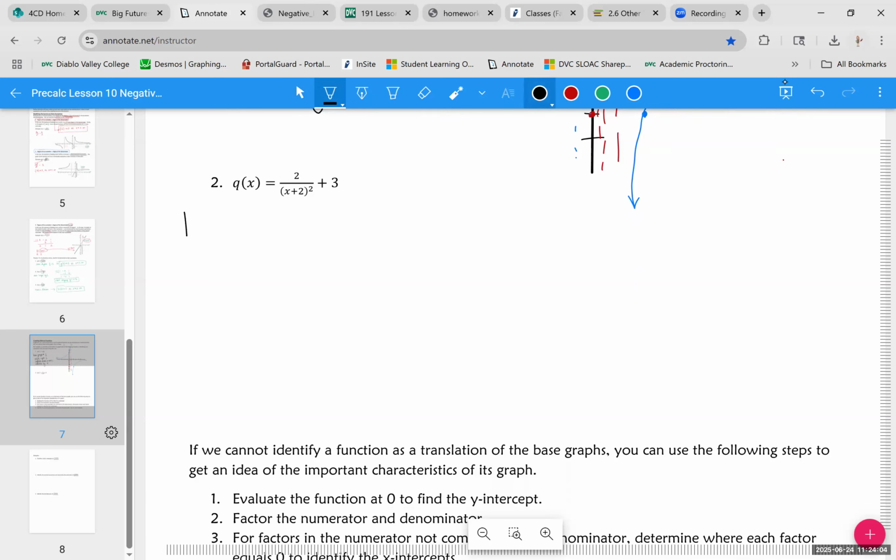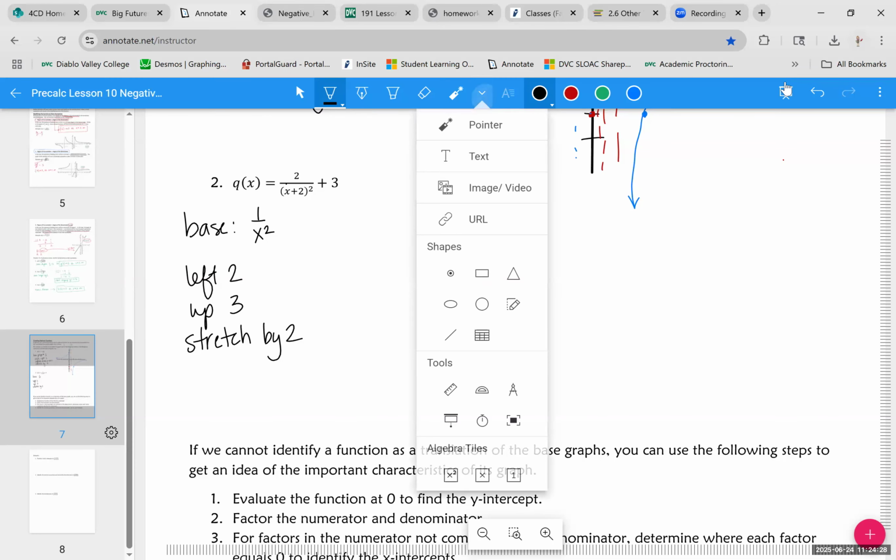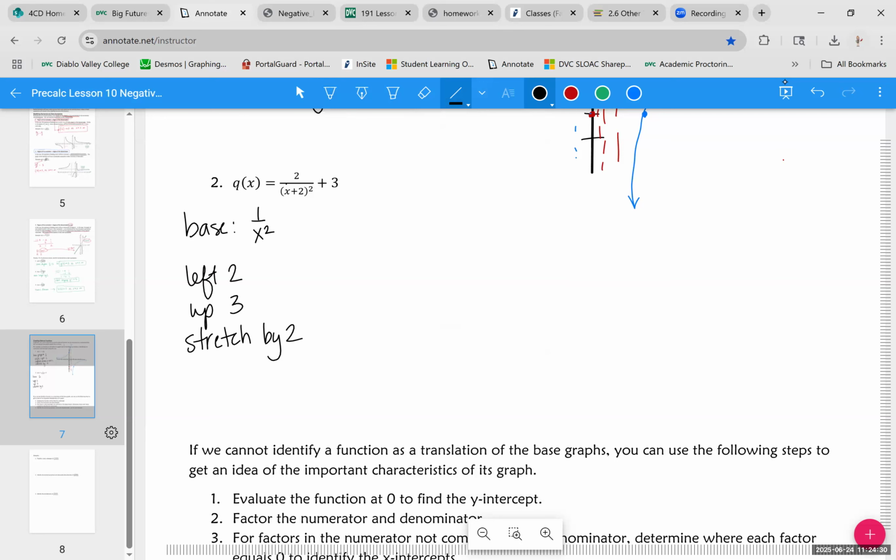So our base graph in this case, because we have the squared in the denominator, is the 1 over x squared. Because of the +2 in the denominator, it's going to move left 2. Because of the +3 at the end, it's going to move up 3. And then the 2 in the numerator is going to stretch it by 2.